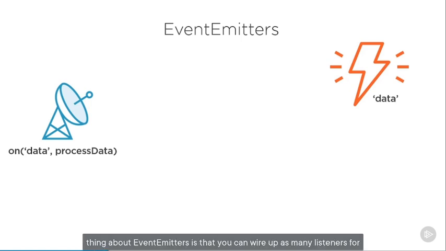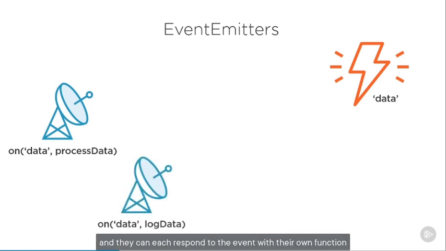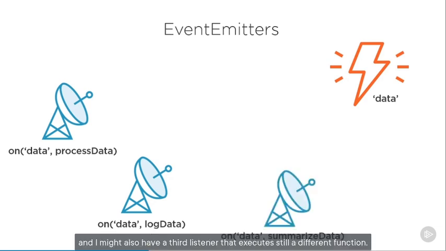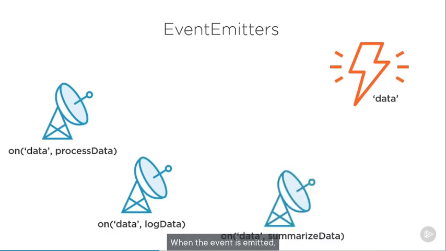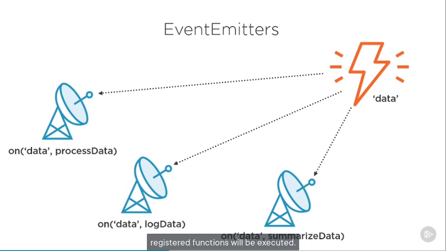One nice thing about event emitters is that you can wire up as many listeners for a particular event as you'd like, and they can each respond to the event with their own function appropriate to the task they need to accomplish. This second handler will respond to the same data event by executing the log data function, and I might also have a third listener that executes still a different function. When the event is emitted, all three listeners will be notified and their registered functions will be executed.